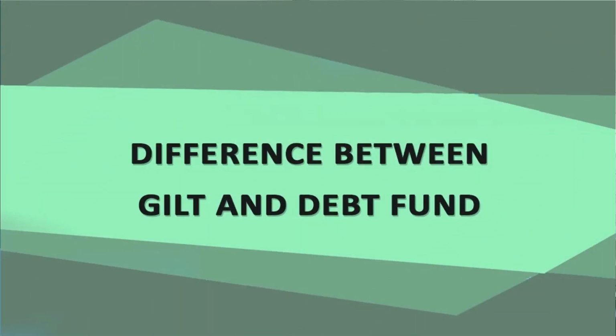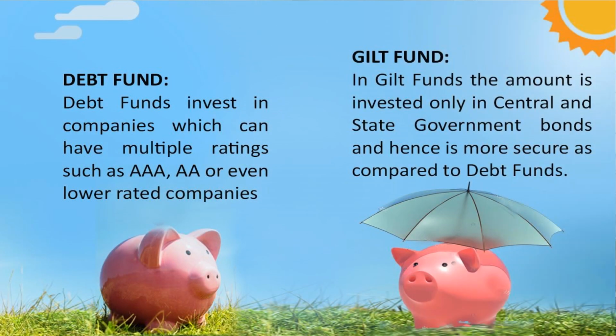Now coming to the difference between gilt and debt funds. The only difference between gilt fund and debt fund is that debt funds invest in companies which can have multiple ratings such as AAA, AA or even low rated companies, which requires investor to do a background check for the safety of the investment. But in gilt funds, the amount is invested only in central and state bonds and hence is more secure as compared to debt funds.